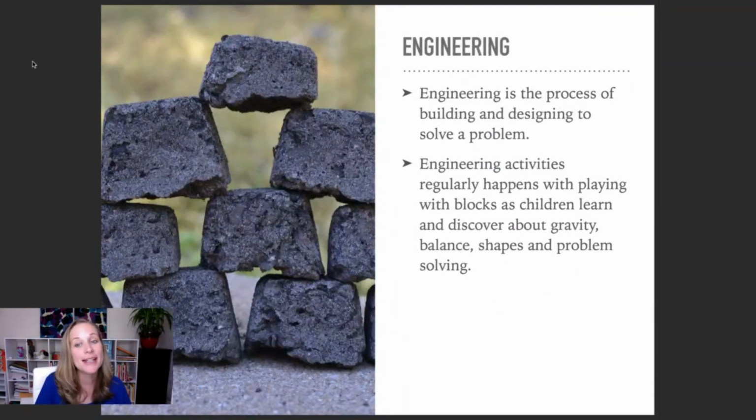Engineering. Engineering is the process of building and designing to solve a problem. So we're solving a specific problem with engineering. Engineering activities regularly and already happen inside your classroom. When you think about children playing with blocks, even as simple as stacking a tower, children are already exploring engineering concepts such as gravity, balance, shapes, and they are already problem solving. If the tower falls down and they go to rebuild, they may do it a little differently to try to get it even taller or to stand even longer. So children naturally already think like engineers. And so it's our job as teachers to help facilitate this thinking.